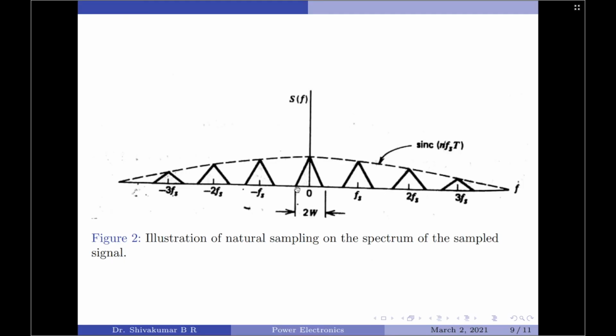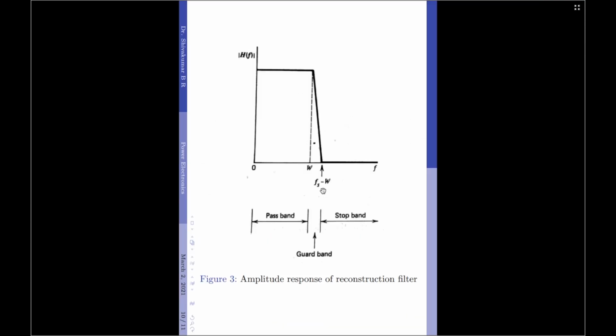ideally 0. By passing our sampled signal, which is between minus W to plus W, through a low pass reconstruction filter having an amplitude response as shown in this diagram, it is possible to recover the original signal g(t) from the sampled signal s(t) without any distortion. So, we finally conclude that use of sampling pulses of finite duration has no important effects on the sampling process. So, that is about the discussion on natural sampling.